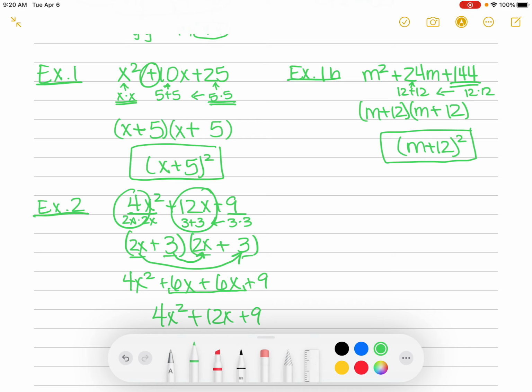Okay, so this was what my answer was. These were just checking it, right? So this was my answer. And since those are both exactly the same, you need to write the square on it. So this is my final answer.